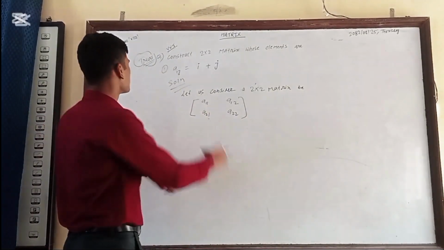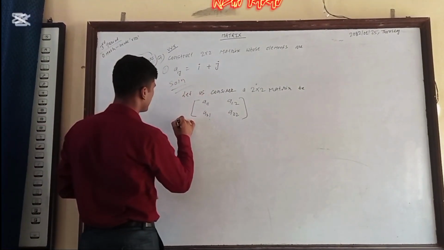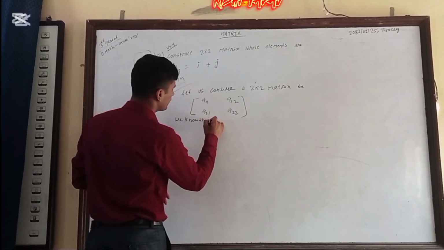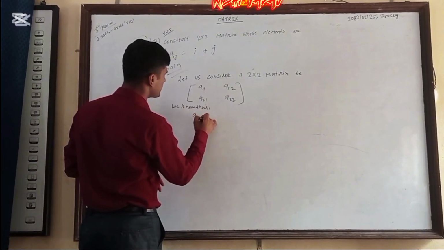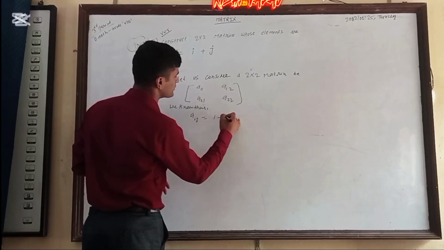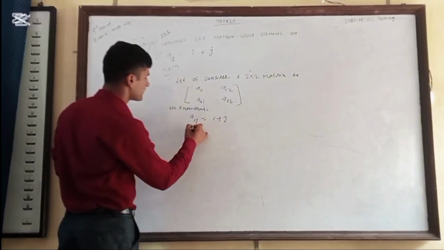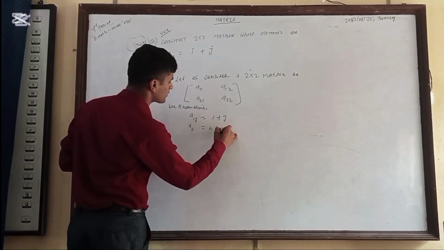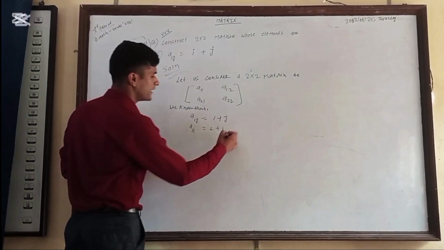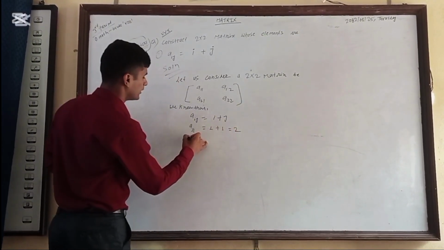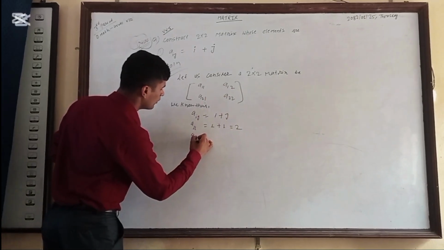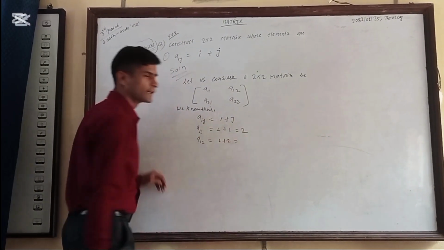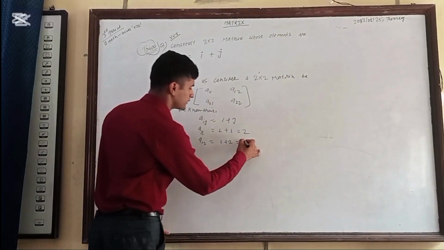So this Aij, given that we know that Aij equals i plus j. That is A11 equals 1 plus 1, that is 2. Again, A12 equals 1 plus 2. You will get the answer 3.